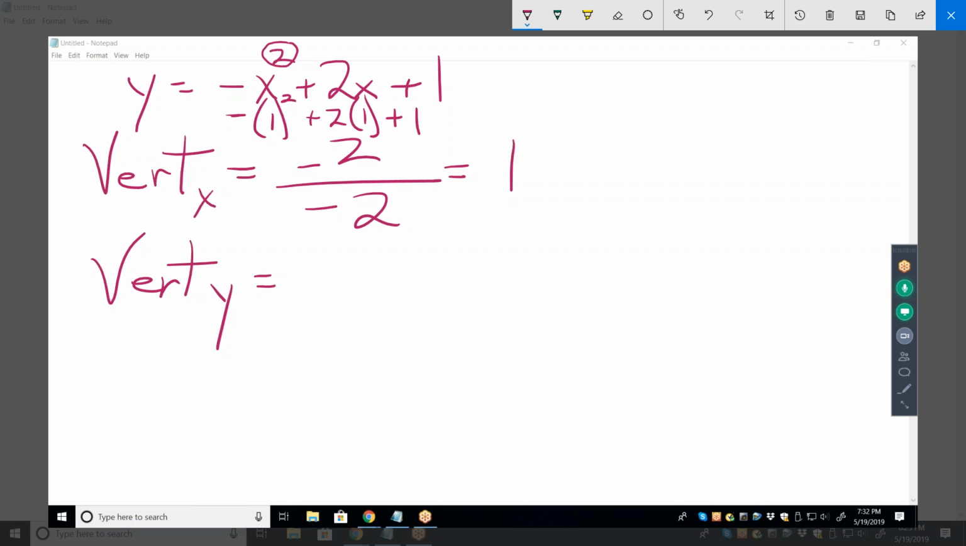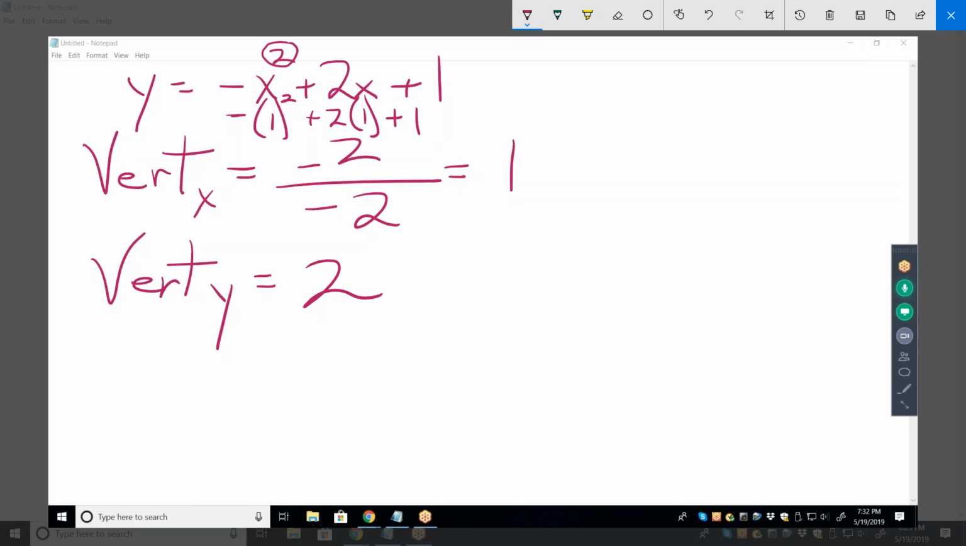Now, do the exponent first. 1 squared is 1. And then apply the negative sign. So what we really have is minus 1 plus 2 plus 1, which is 2. Okay.